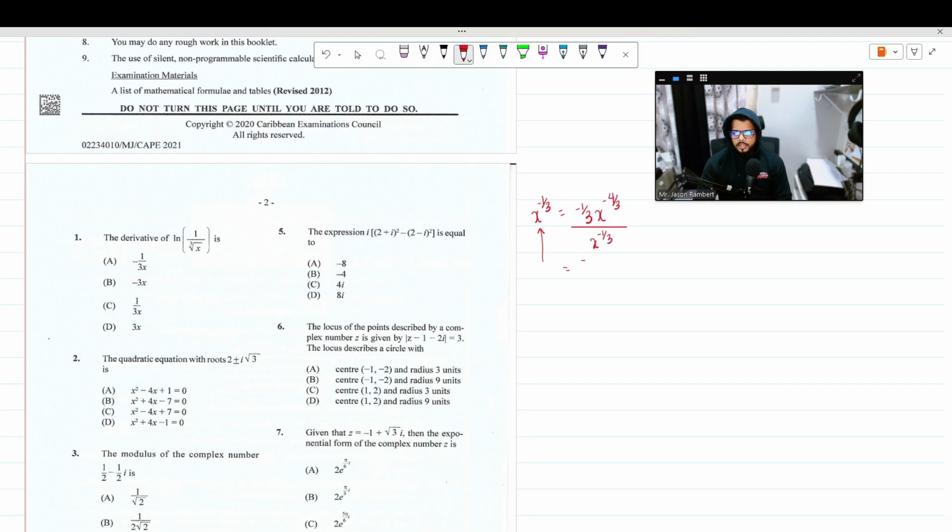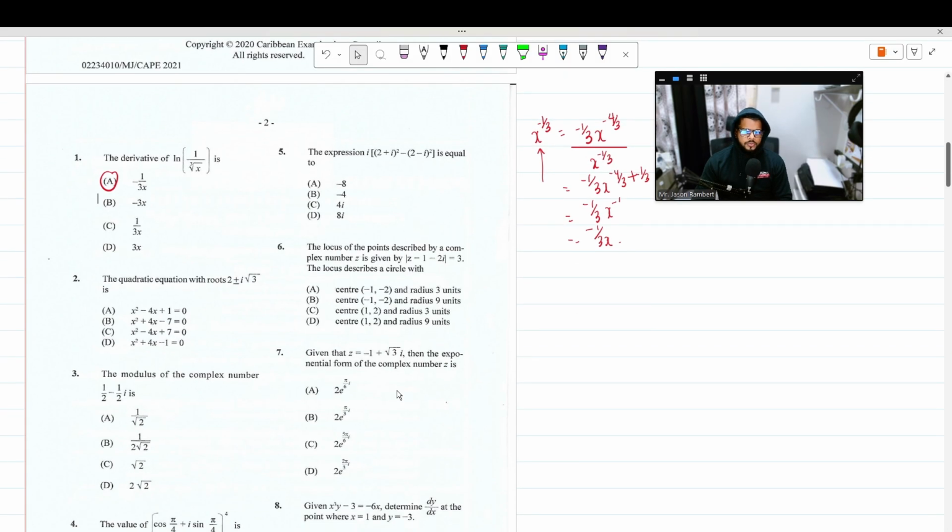So when I do that, I'll get minus a third x to the power minus 4 over 3, take away minus a third. That becomes a plus. That becomes minus 3 over 3, which is minus 1. So minus a third x to the minus 1, which is minus 1 over 3x. The answer is A.